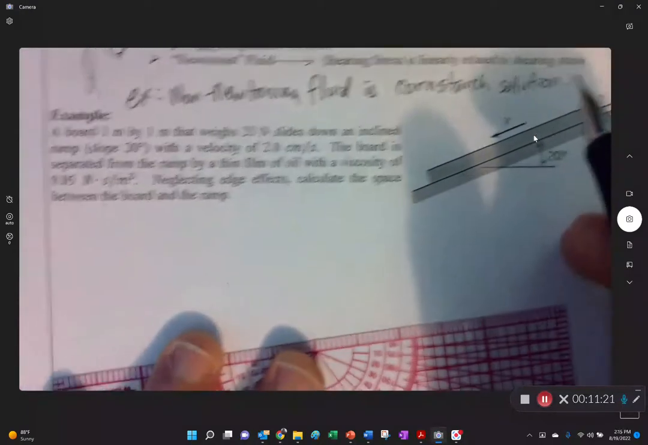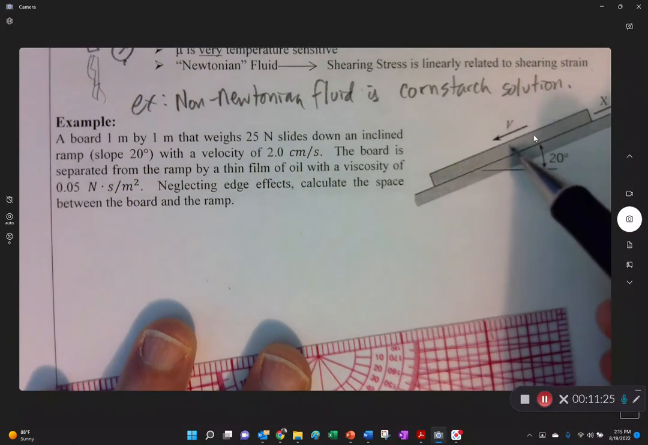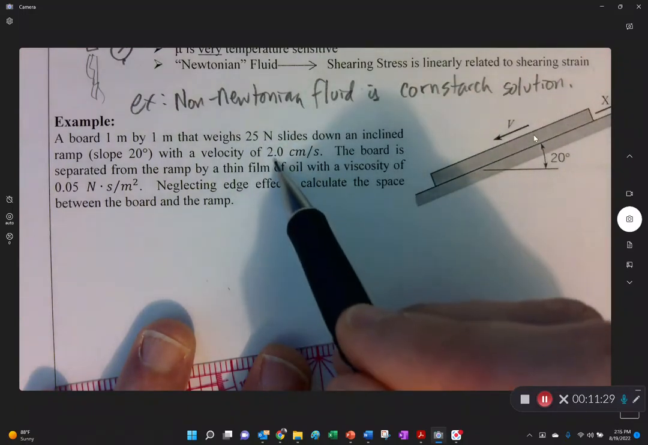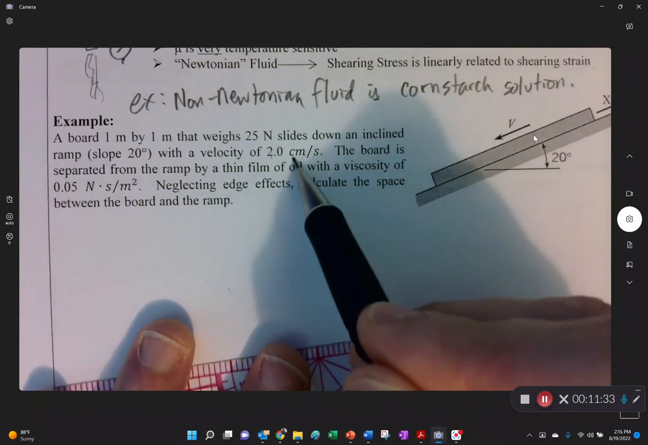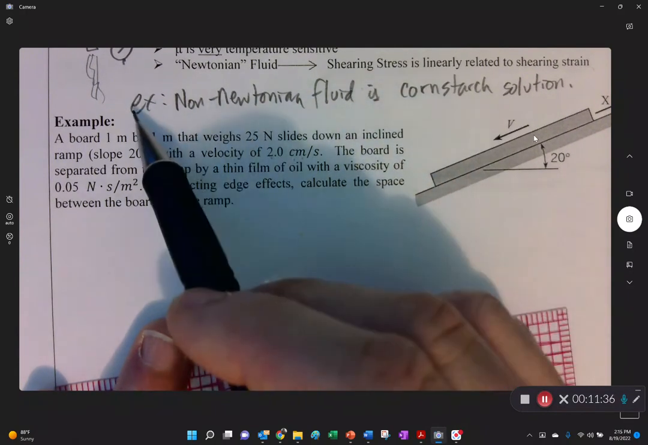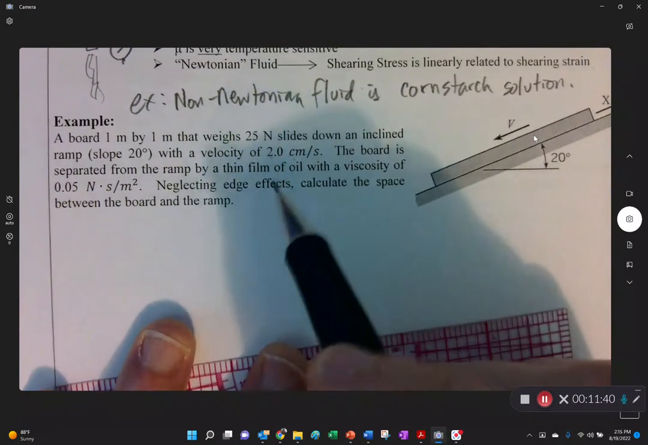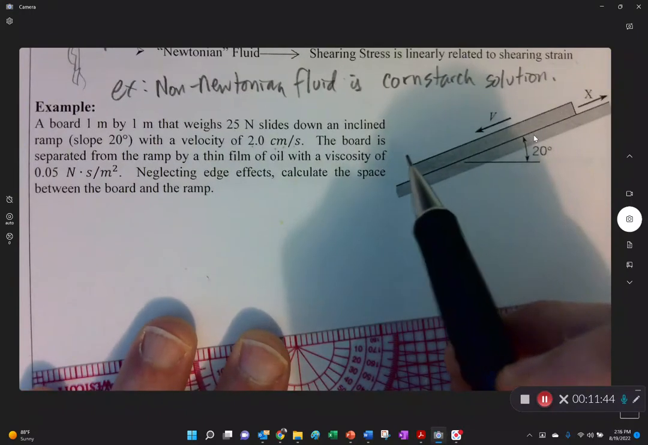So anyway, let's have an example here where we have this plate, and it is sliding down on its own accord at a constant velocity of, let's say, 2 centimeters per second or meters per second. By the way, this is an example I got out of Crowe and Elger's textbook. You should check out their book. I appreciate I'm borrowing it.